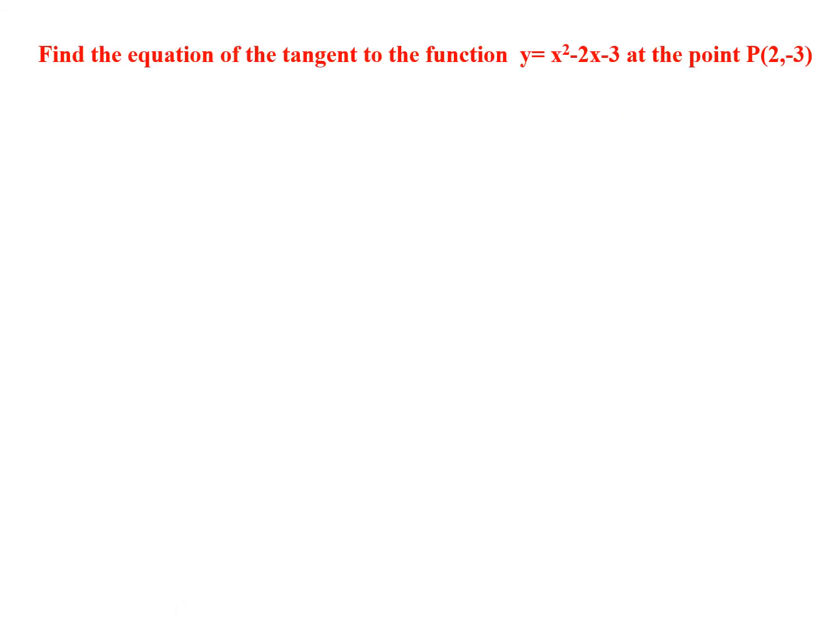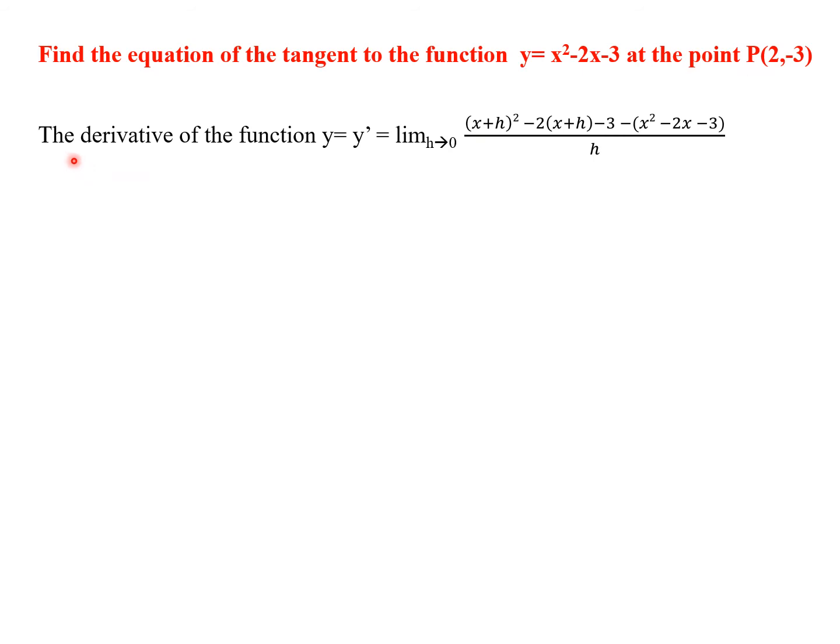Next, we have to find the equation of the tangent to the function y equals x squared minus 2x minus 3 at the point P with x value 2 and y value negative 3. So to start with, let's find the derivative of the function y, which we'll denote as y prime, equals the limit as h goes to 0 of x plus h squared minus 2 times x plus h minus 3 minus x squared minus 2x minus 3, all divided by h.